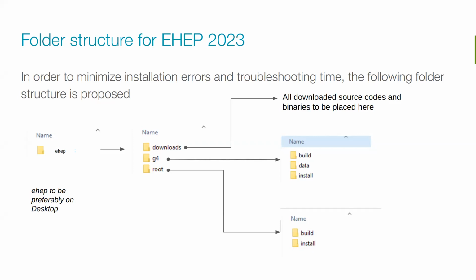Inside G4, you will have 3 folders: build, data, and install. And inside root, you will have 2 folders: build and install. So I want all of you to keep this structure in mind, because time and again, you may have to go back and forth. So EHEP is a folder on your desktop, followed by downloads, G4, and root inside it. Inside downloads, all source codes and binaries; inside G4, only Geant4 specific things: build, data, install; and inside root, build and install. All right.